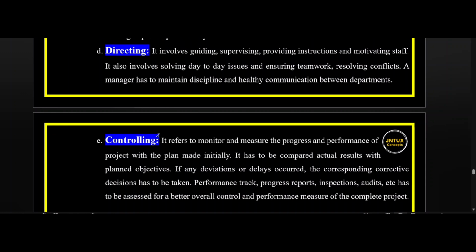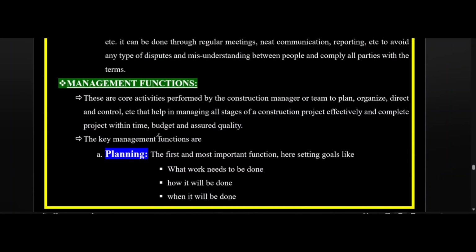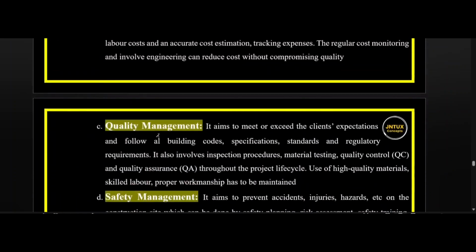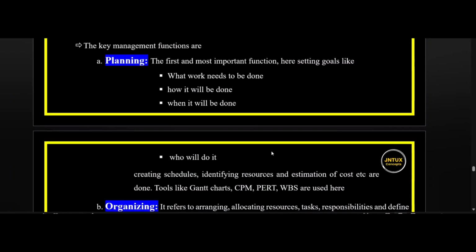So these are the management functions, and we have also discussed the management objectives. So that is all about management objectives and functions in Construction Technology and Management of third year first semester in R23 regulation. In our next video, we'll be covering the manager duties and responsibilities topic.